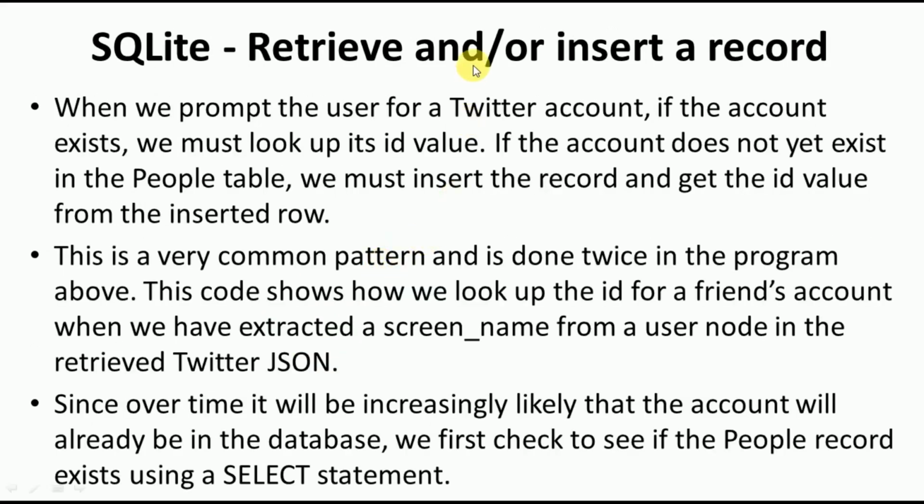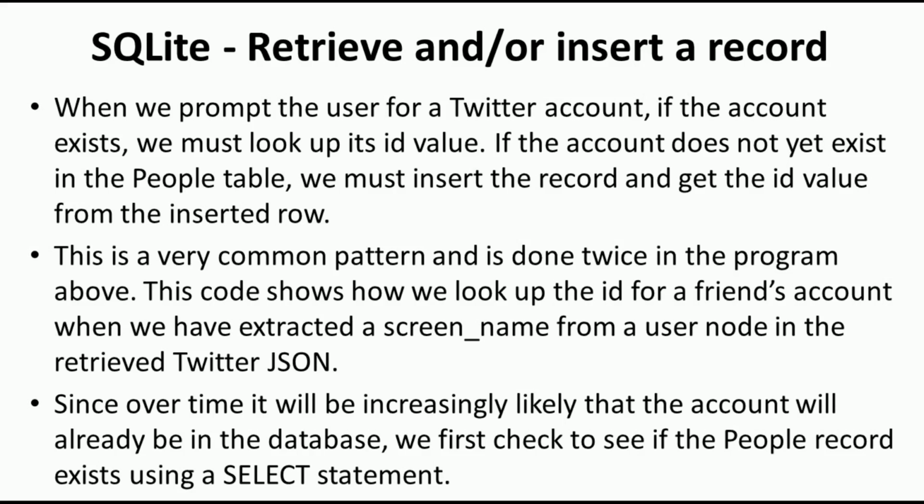Next thing is retrieve and or insert a record. So what is that constraint? When we prompt the user for a Twitter account, if the account exists, we must look up its ID, as we have already seen. Whenever we try to fetch a friend's information, first we check whether that person is already present in the database or not. If it is present, extract that ID. If it is not present, insert that person into the database, and then get the ID.